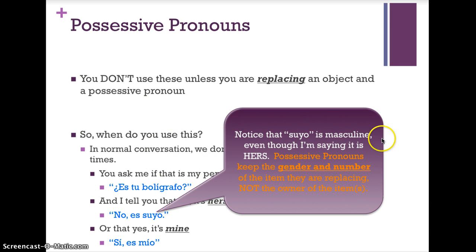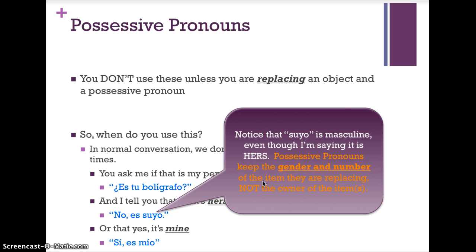Notice that suyo is masculine. Even though I'm saying it's her pen, I'm using the ending that follows the item we're showing possession of. So su is because her falls into that bottom left box. Yo, that O ending, is because bolígrafo ends in an O.